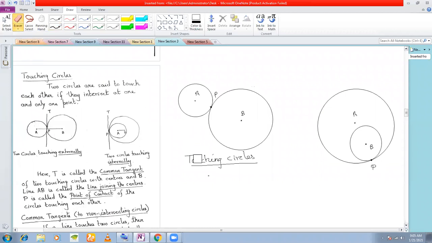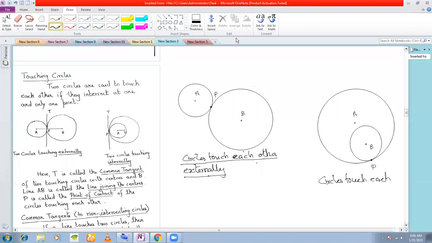So in this case, we say that the circles touch each other externally. Okay, circles touch each other externally. And here, circles touch each other internally. Okay.